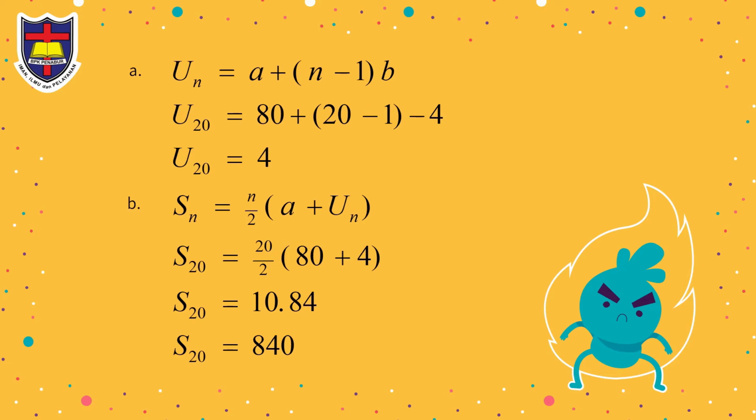Now for B, we must find the amount of trees in the garden. So we must find Sn, or the sum of arithmetic sequence. So Sn equals n over 2 times a plus Un. So S20 equals, the value of n is 20, so 20 over 2 times a plus 4. So 20 over 2 equals 10, and a plus 4 equals 84. So we have 84 times 10 equals 840.